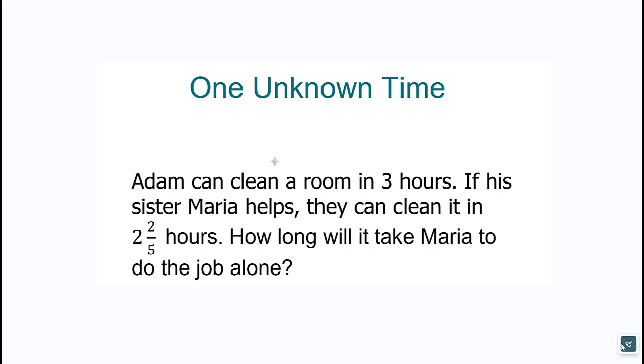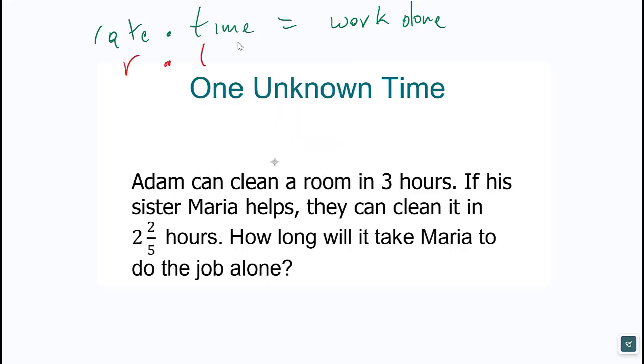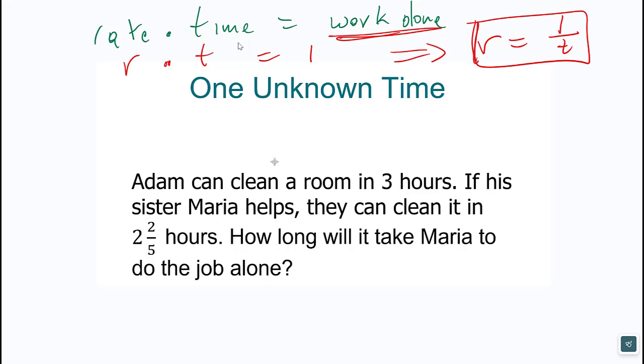If I look at doing a job, the rate times my time is simply going to be equal to the work done. Now let's say I'm doing one job. Let's call this R times t, and I'm doing one job, so one work done. This implies that my rate is simply going to be equal to 1 divided by t. So my rate is going to be 1 divided by my time.